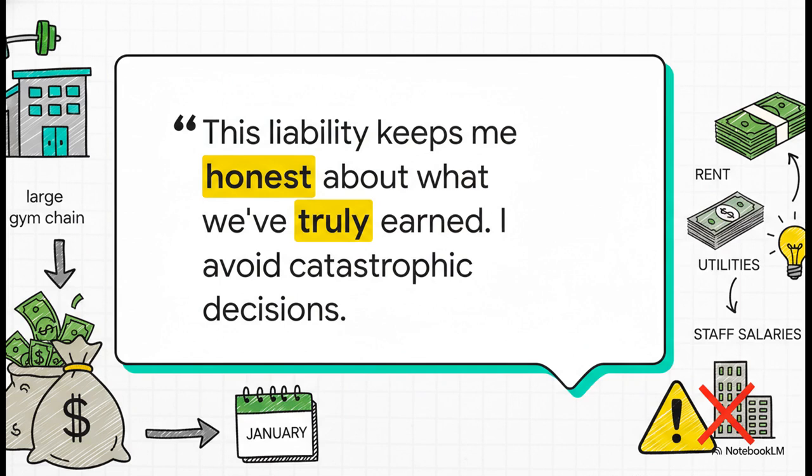Just imagine you're the CEO of a big gym chain that sells $600,000 in annual memberships in January. If you mistakenly record that all as revenue, your January profit is going to look sky high.